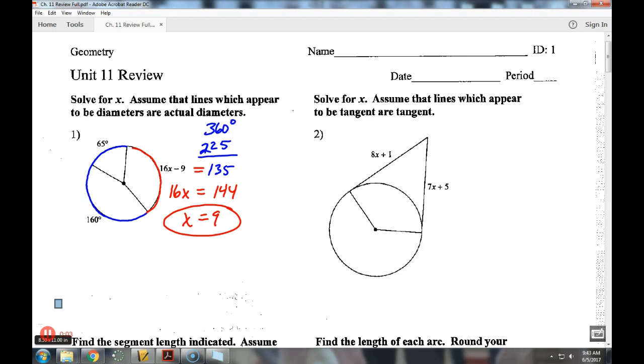Number 2, we got two tangents. So back in chapter 1, there was a theorem that said if you have two tangent lines sharing the same endpoint, they have to be congruent or equal. So I just set these two equations equal to each other and do a little algebra. Minus the 7x, minus the 1, and you get x equals 4. And if it's a test, you probably want to plug 4 back in and make sure that you do get the same number so you didn't mess something up.